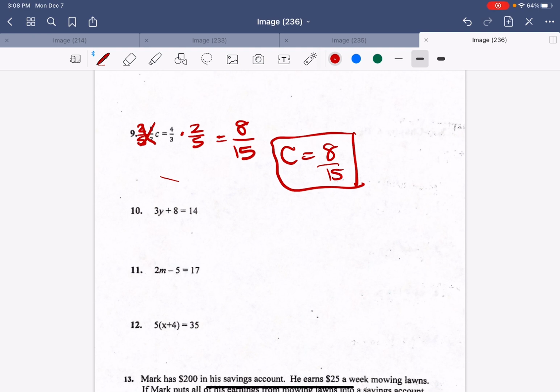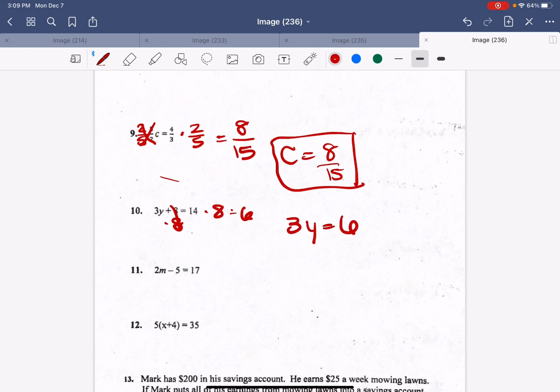So remember, my first step in a 2-step equation is to move the number that is on the same side as the variable but not attached to it. So that's the 8. So I'm going to subtract 8 from that side and subtract 8 from this side, which equals 6. And then I have 3y equals 6.